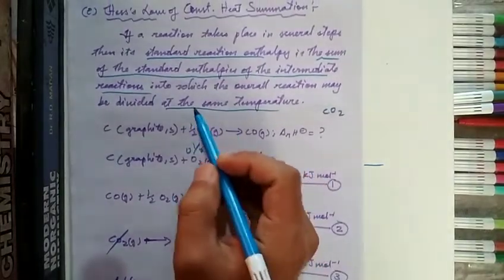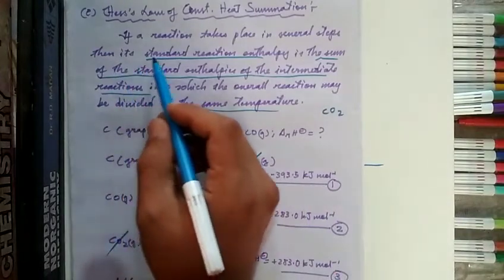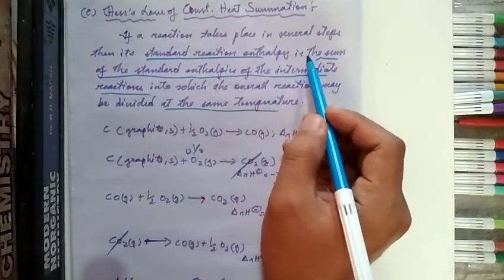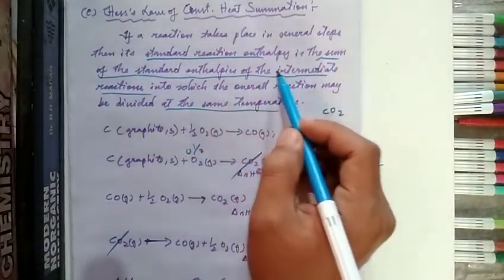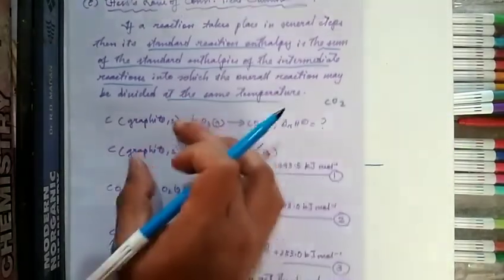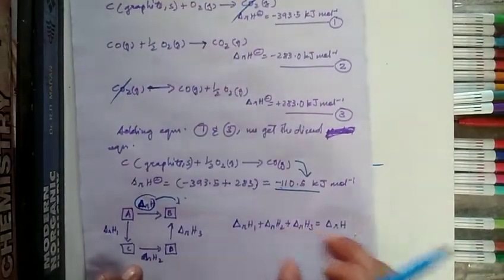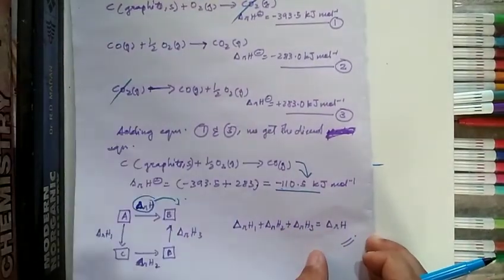Now, the standard reaction enthalpy is the sum of the standard enthalpies of the intermediate reactions into which the overall reaction may be divided at the same temperature. So this is Hess's law of constant heat summation.